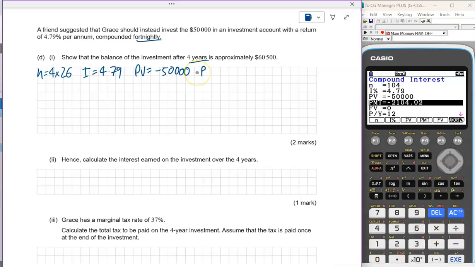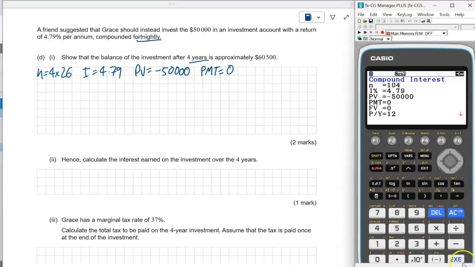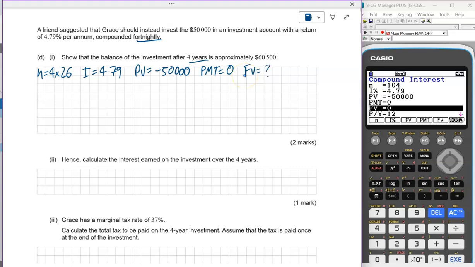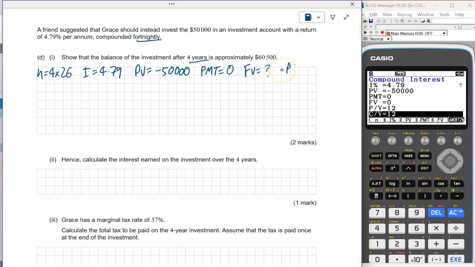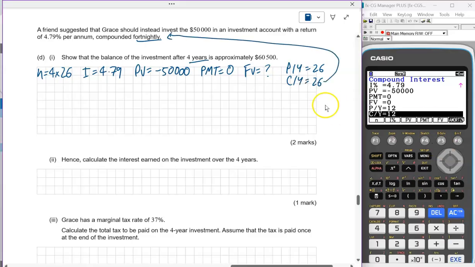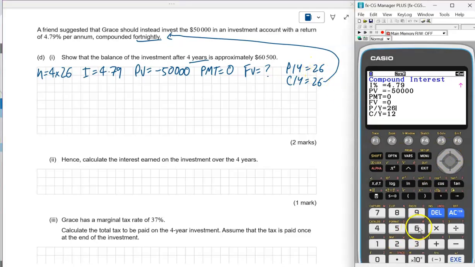PMT. Now, is she making any regular repayments? It doesn't tell us, so we assume that's going to be 0. The future value is what we're trying to work out here. And remember, it should be close to 60,500. Now, PY and CY are both going to be set to 26. Compound periods per year is 26 because it tells us that in the question. And we're assuming then that compound interest is paid into the account every fortnight as well. So set those values to 26. If you change PY to 26, it'll automatically change CY to 26 as well.